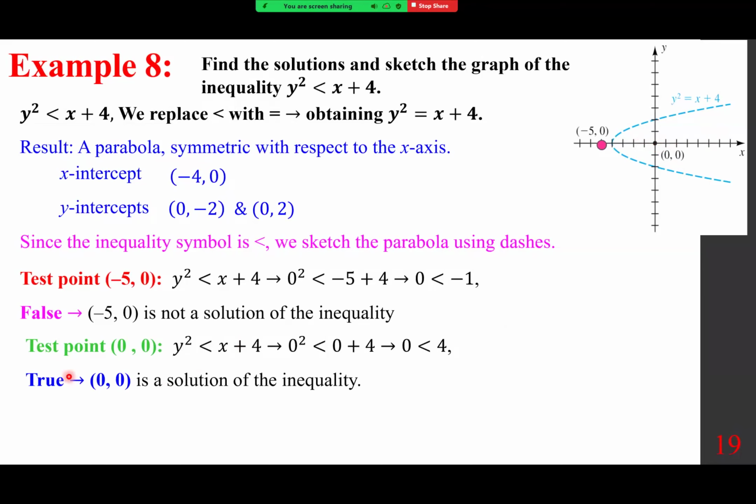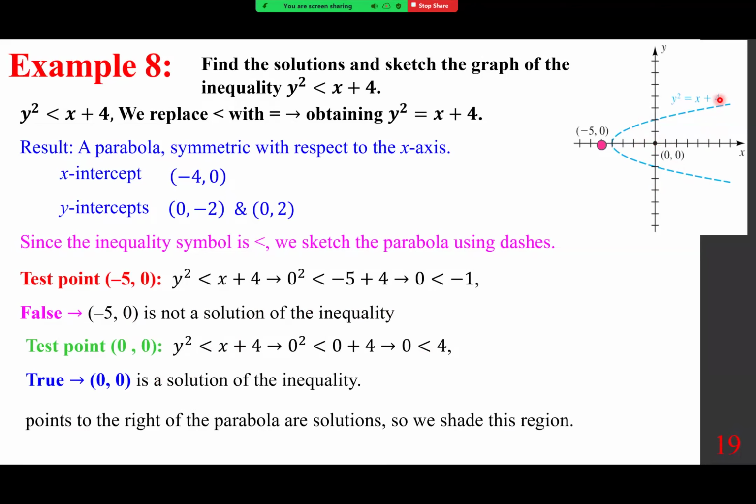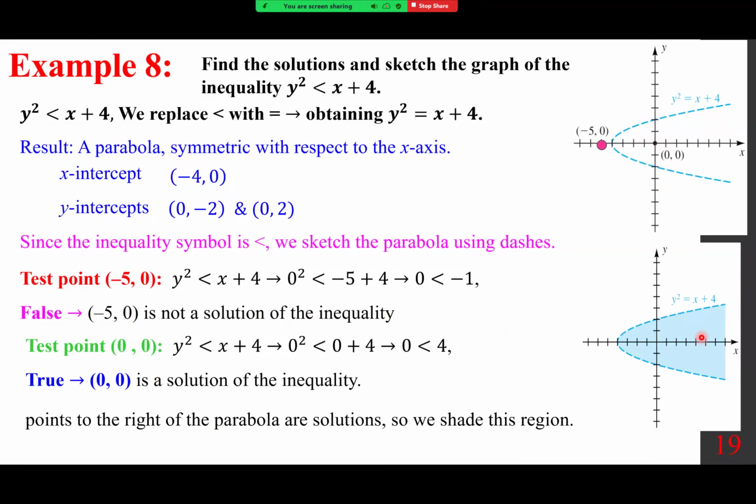Again, you really don't have to do that. This is good enough to prove it. But just in case, I wanted to show you, you can check as long as the point you pick is not on the parabola. So points to the right of the parabola are solutions. So we shade this region, and inside the parabola, where y squared equals x plus 4, this is the answer, everybody.